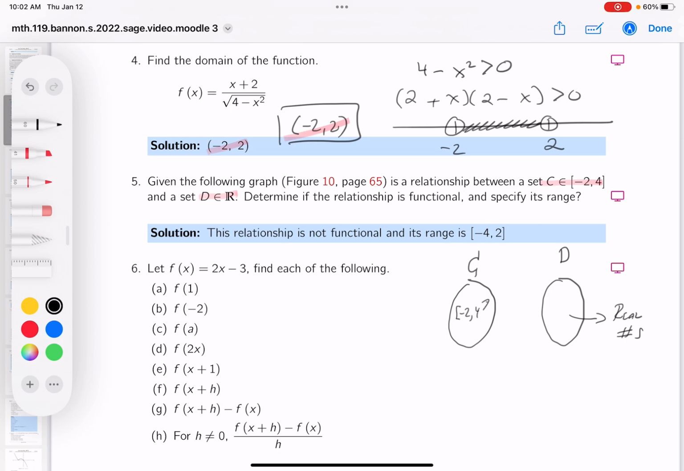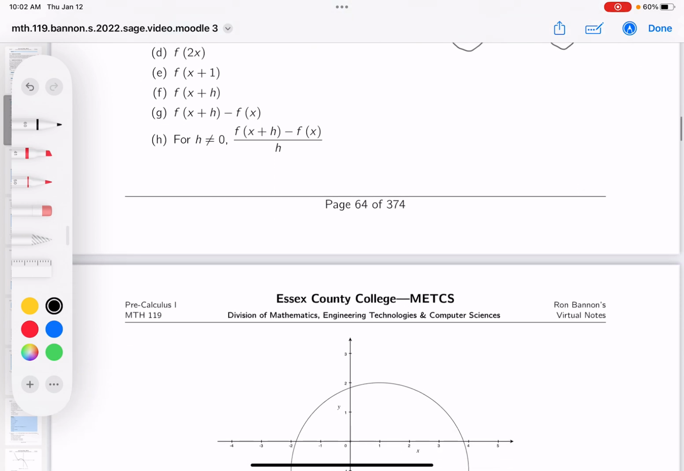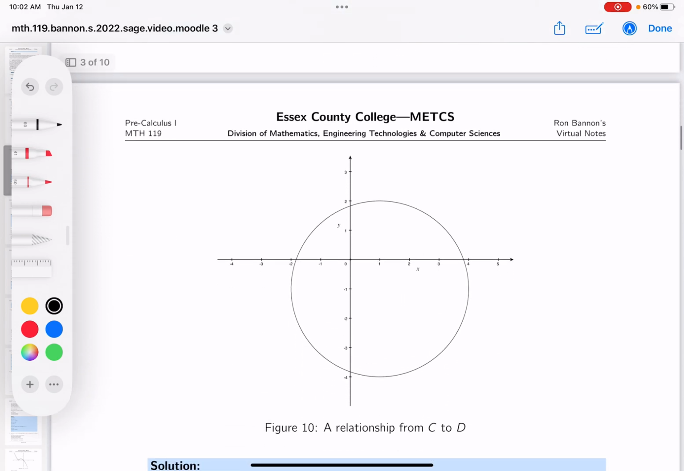Now, I can't list all the numbers. I just couldn't do it. You could list some of the numbers, but not all the numbers. So what I want to do is look at it and see if it determines this relationship, whatever it is. Does it determine a function, and could I specify the range of it? So I need to look at it. And I'm looking at it, and this is from the set C to D.